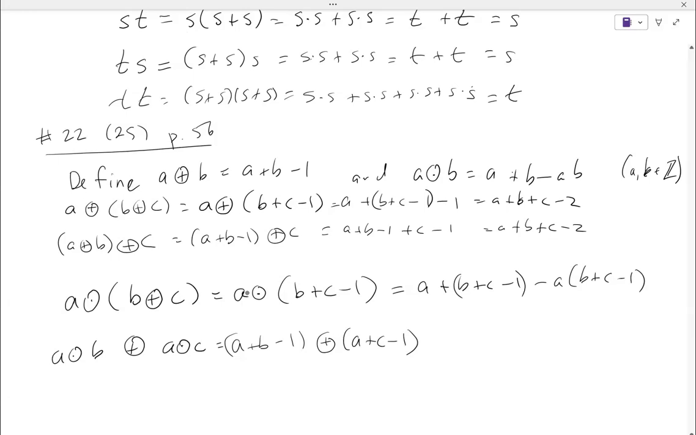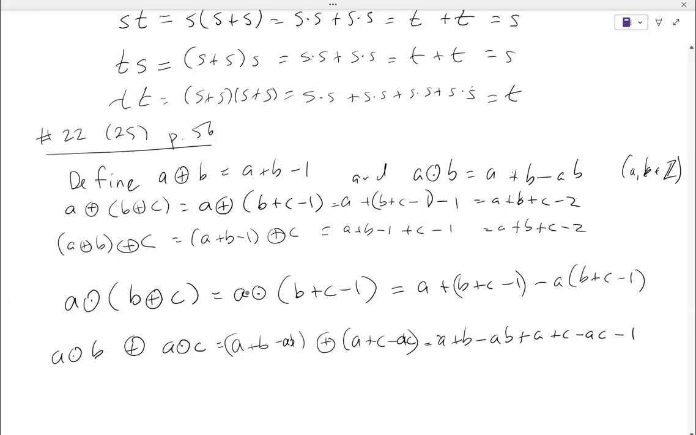When we multiply A and B together, we get A plus B minus AB. And then when we multiply A and C together, we get the same thing, just with C instead of B. What do you get when you add those two things together? Just that whole thing minus 1. Good. That whole thing minus 1. So A plus B minus AB plus A plus C minus AC minus 1.